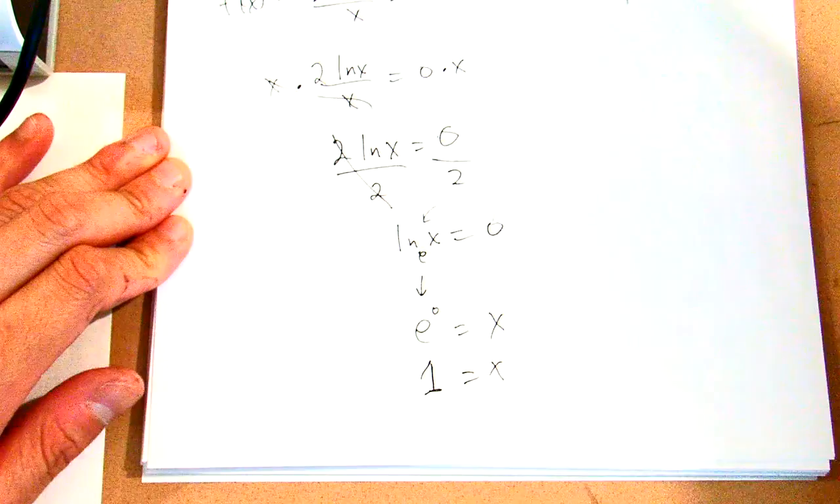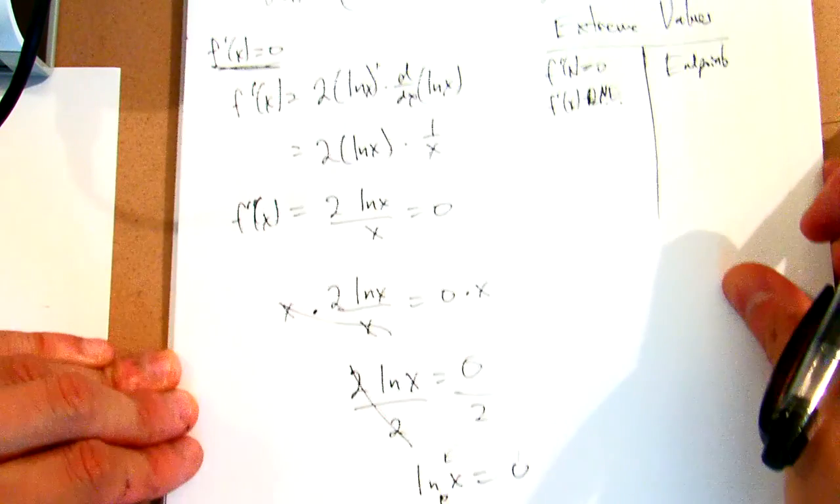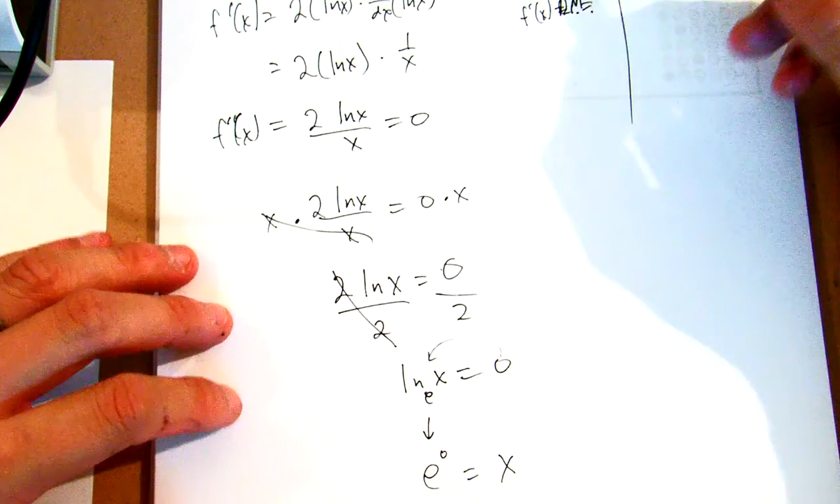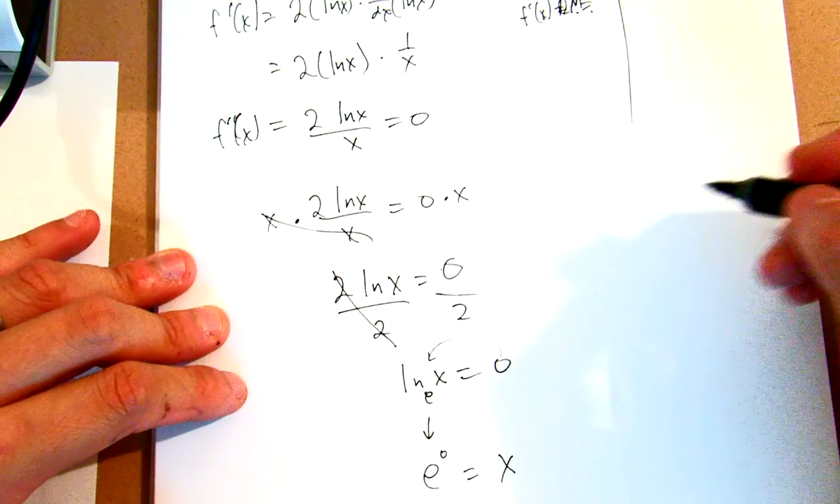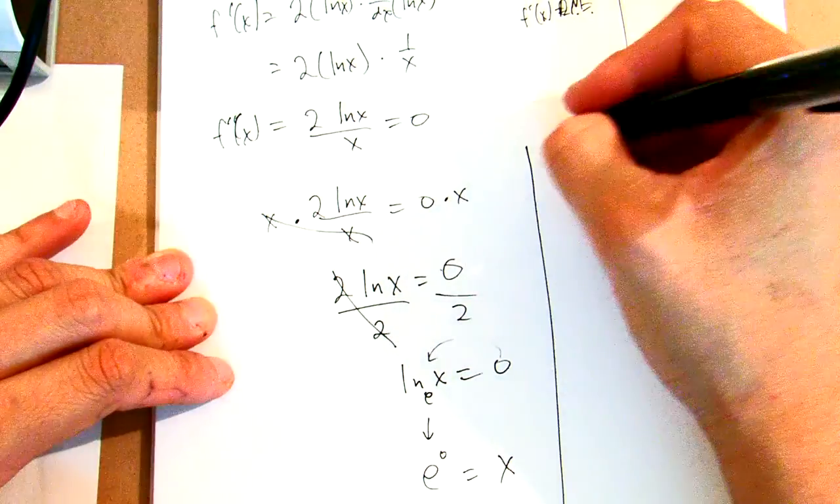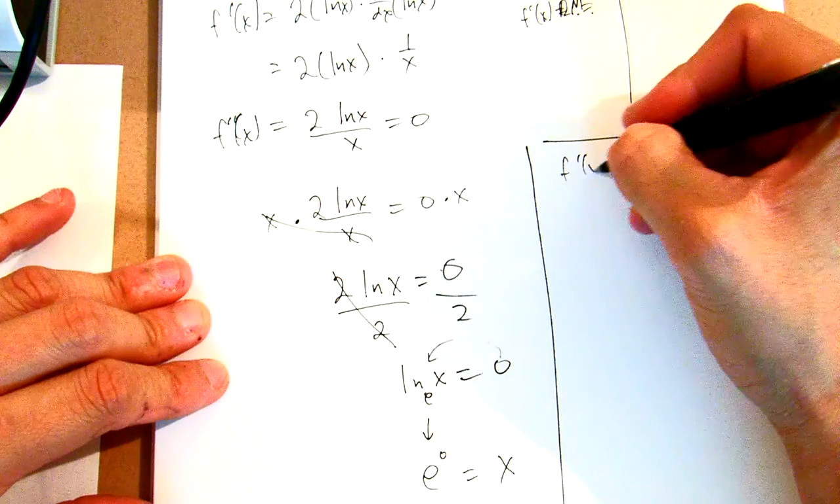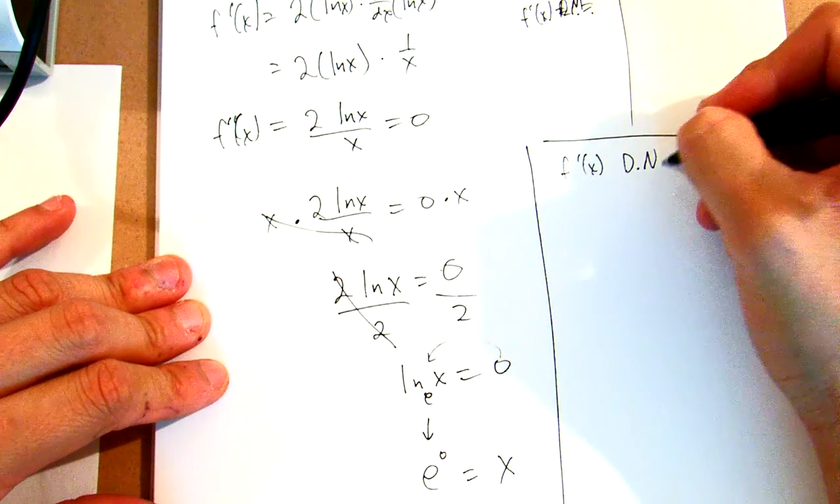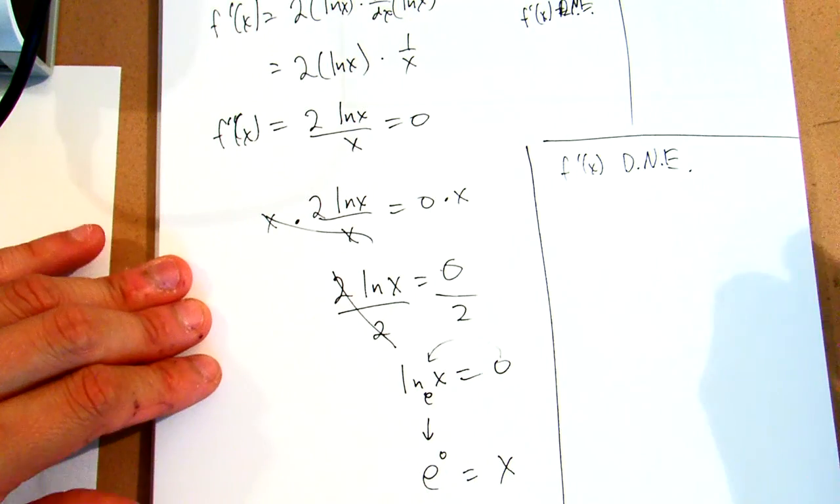And this is just where f prime was equal to 0. So that's one possible extreme value that we're going to find. The next thing we're going to check is where f prime of x doesn't exist. So for that one, you basically have to check.